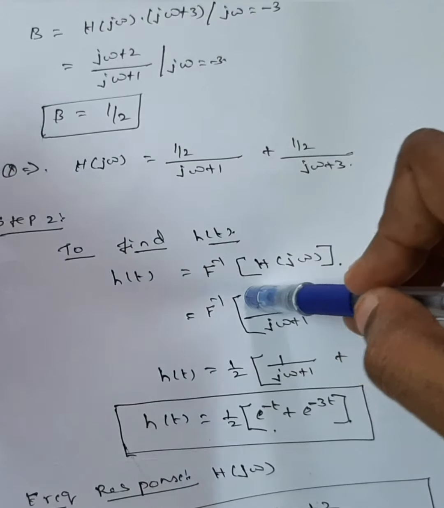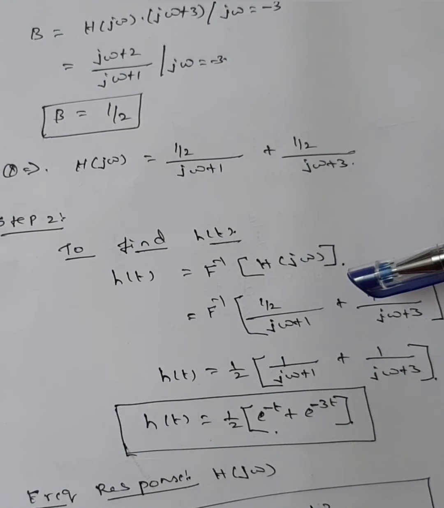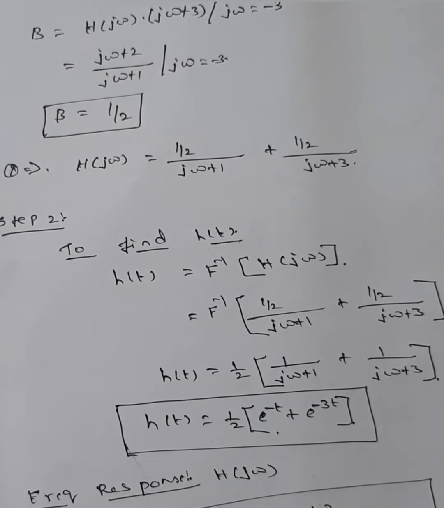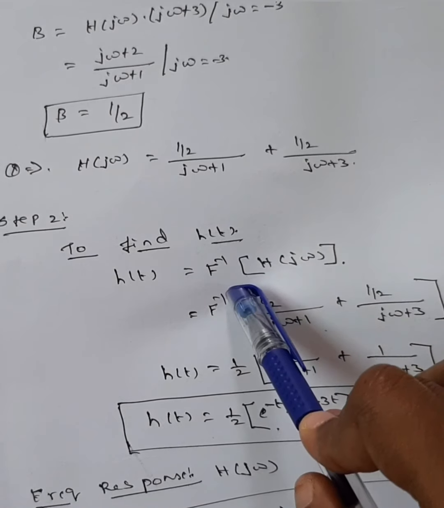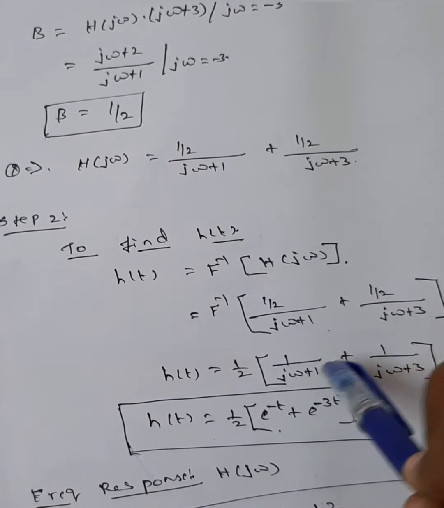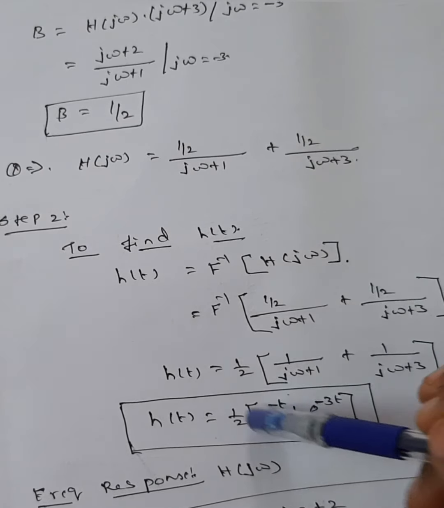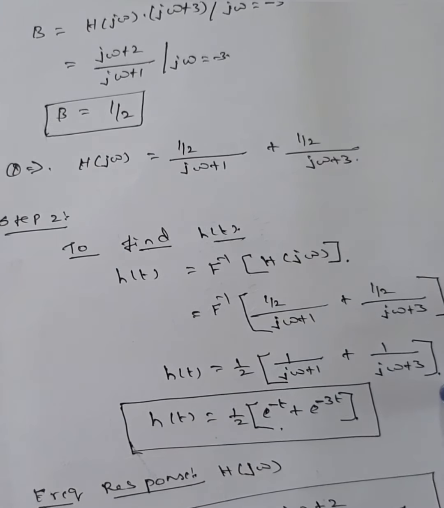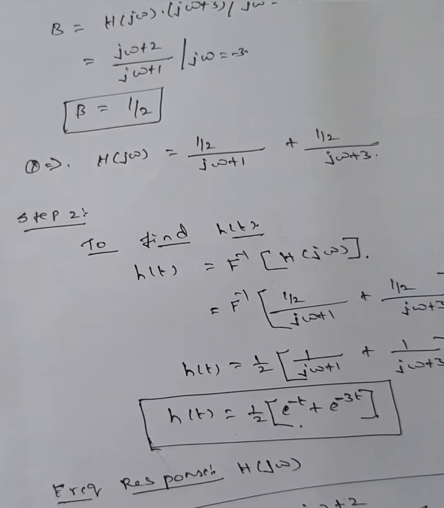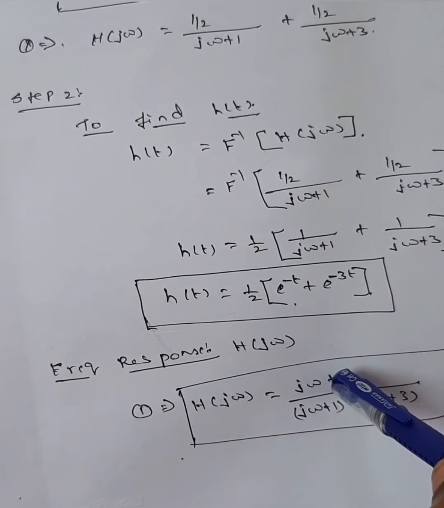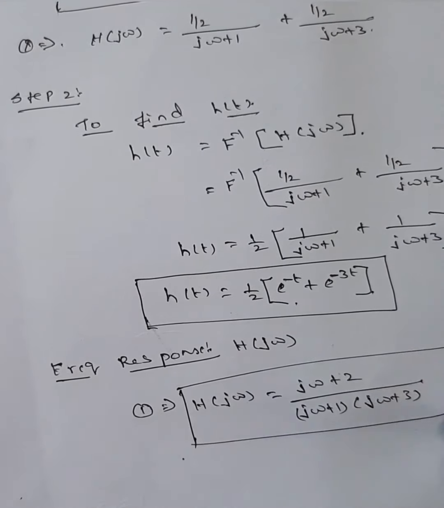So now we want to apply the inverse. Here you are analyzing using Fourier transform, so you apply the inverse Fourier transform. The inverse Fourier transform of 1 by 2 into 1 by j omega plus 1 is half e power minus t, and similarly for j omega plus 3 it is e power minus 3t. The same formula as in Laplace transform. Okay, so our frequency response is h of j omega; we have found that.